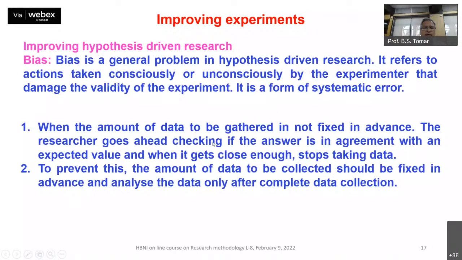The researcher goes ahead checking if the answer is in agreement with an expected value, and when it gets close enough, you stop taking data. So to prevent this, you have to a priori fix how much data you will collect and how many samples you will analyze, so that you are sure that you have not had any bias in deciding how much data you will analyze.